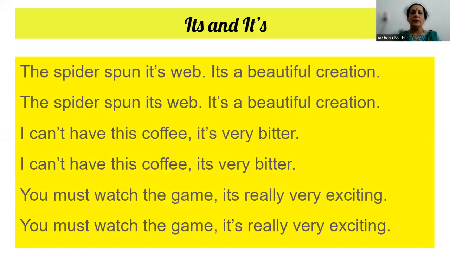Okay. First, we have its and it's. That is, its without an apostrophe and it's with an apostrophe s. So let's read. The spider spun its web. It's a beautiful creation. The second, it has been changed. The spider spun its web without the apostrophe s, and it's a beautiful creation with the apostrophe. So we'll see which one of the two sentences is correct in the next slide.